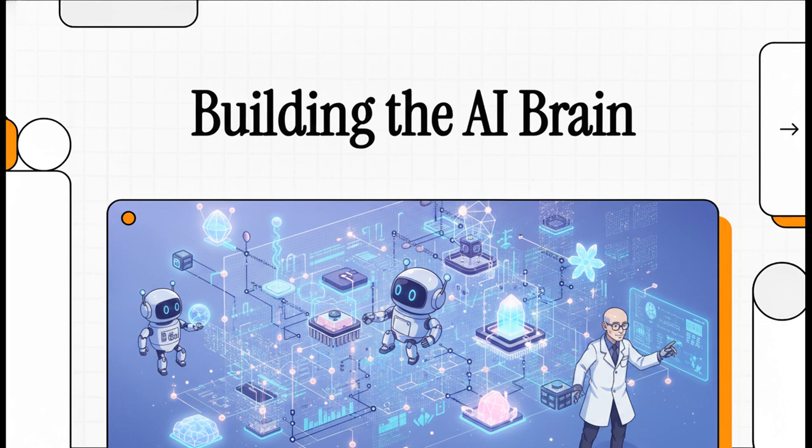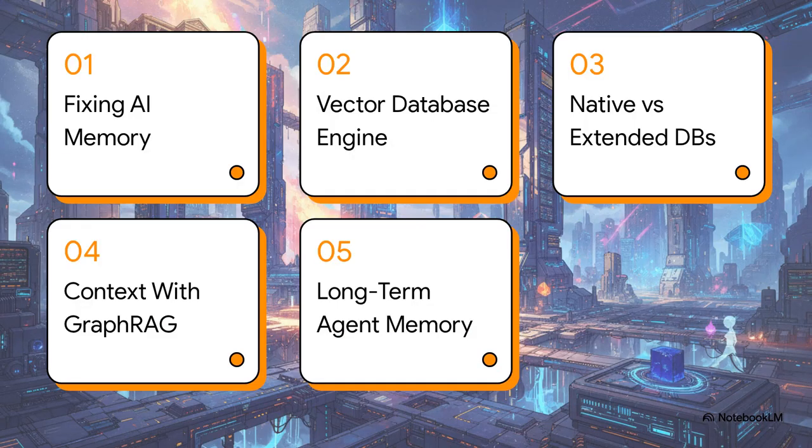Today, we're going to demystify the exact architecture that's changing all of that, using the latest insights on vector databases, graph RAG, and agent memory. Okay, here's our roadmap for today. We'll start by fixing AI's memory problem, then introduce the vector database, compare native versus extended databases, add context with GraphRAG, and finally, look at building long-term agent memory. Let's get right into it.